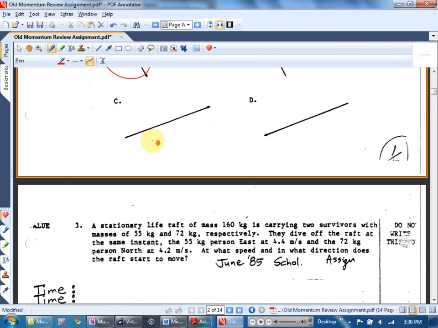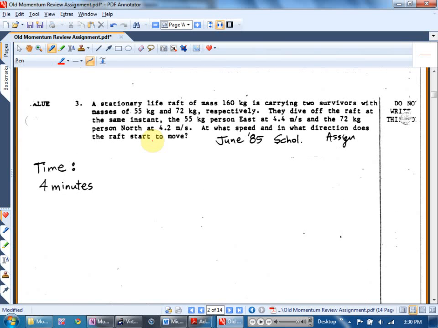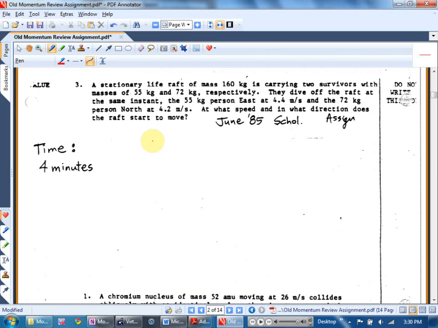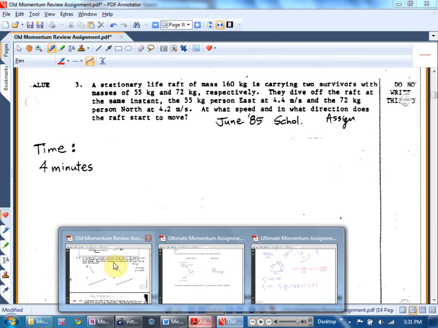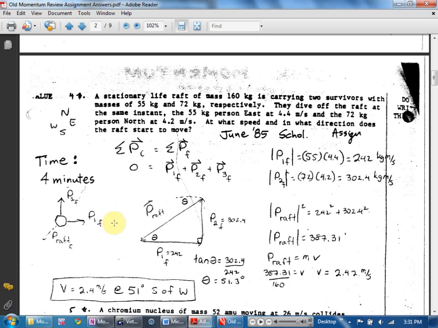Number three, a stationary life raft is carrying two survivors with masses of 55 and 72 kilograms, respectively. They dive off the raft at the same instant. Before they dive, what's the momentum of the two people and the raft included? Zero. This is an explosion, a slow explosion. When you do this question, you would say my initial momentum is zero. First person, second person, raft.